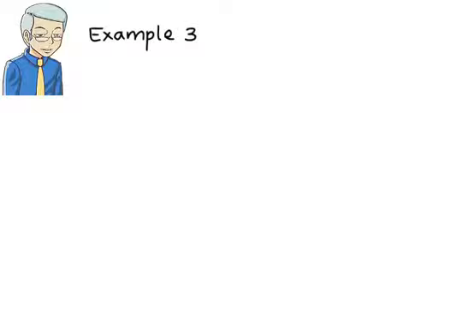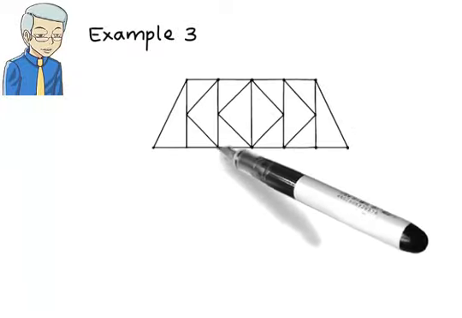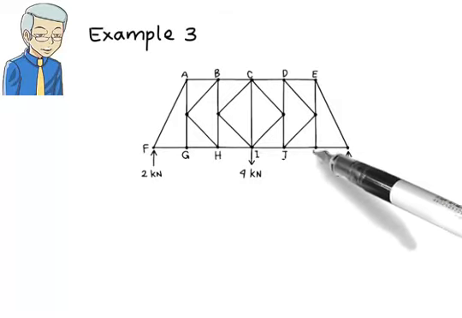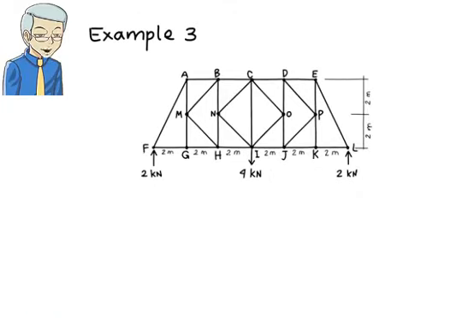Example 3. In this example, we examine a case in which no matter how we cut the truss, we end up with no less than 4 unknown forces. So, how does the method of sections work in this case? How do we solve for the unknowns using only 3 equilibrium equations?